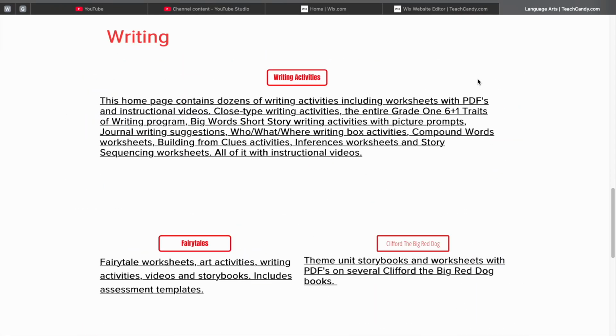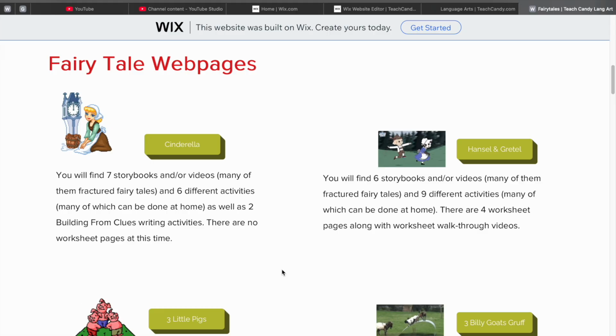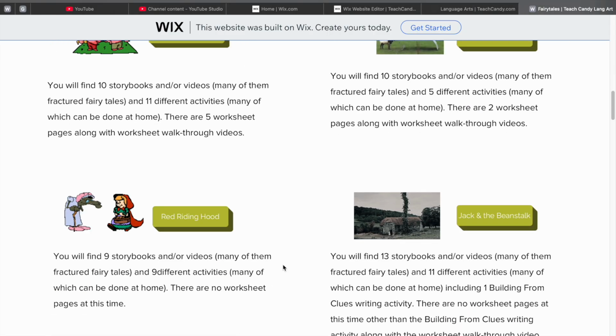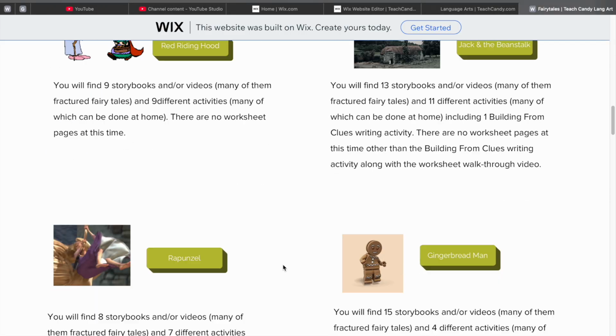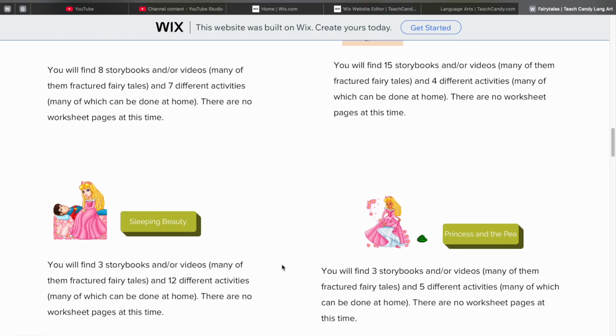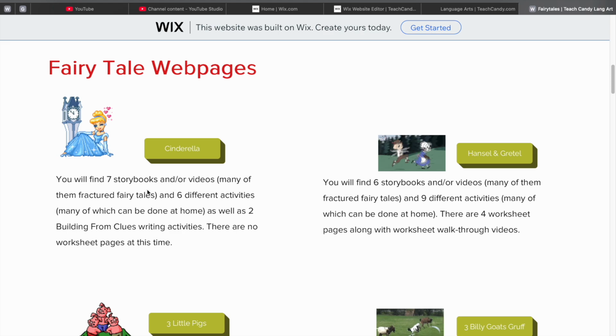The other section on writing also includes a separate area with fairy tales. And you find all the most popular fairy tales: Cinderella, Hansel and Gretel, Three Little Pigs, Three Billy Goats Gruff, Red Riding Hood, Jack and the Beanstalk, Rapunzel, Gingerbread Man, Sleeping Beauty, Princess and the Pea, Snow White. And in each section you'll find storybooks, videos, worksheets, connections to some of the Building for Clues if it does connect to that. Let's, for example, go into Hansel and Gretel.